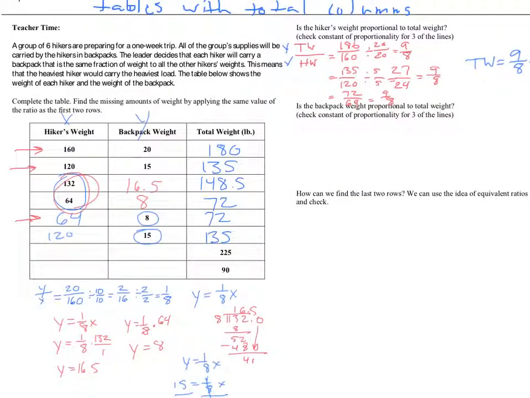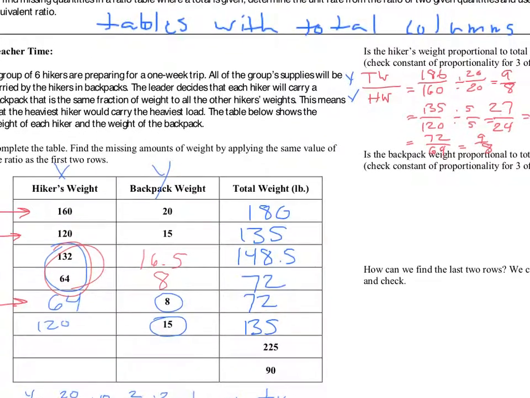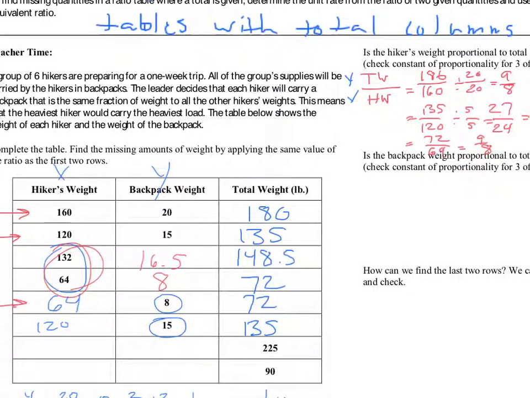We want to see if we can do the same thing with the backpack weight, so I'm going to calculate my total weight over my backpack weight. We're going to see if this would be proportional. My backpack weight here is 20 to my total weight of 180. I can divide by 20 over 20, and that's going to give me 9/1. So we can see that the total weight is going to be 9 times that of the backpack weight. And we just want to check to see if that's true across the board.